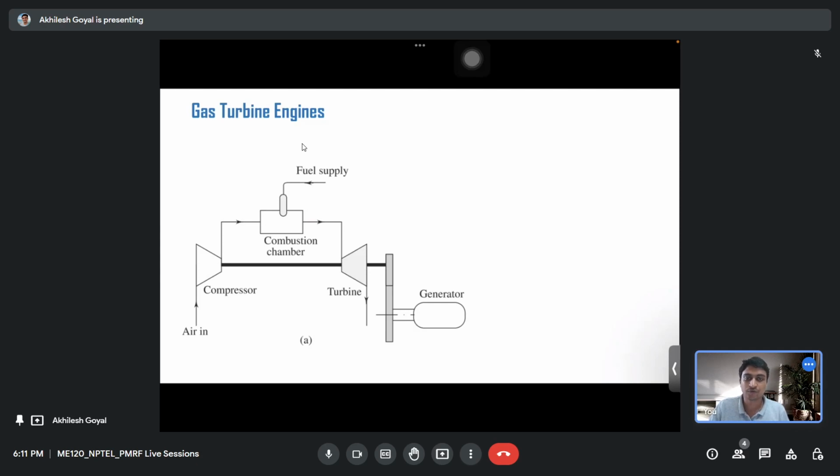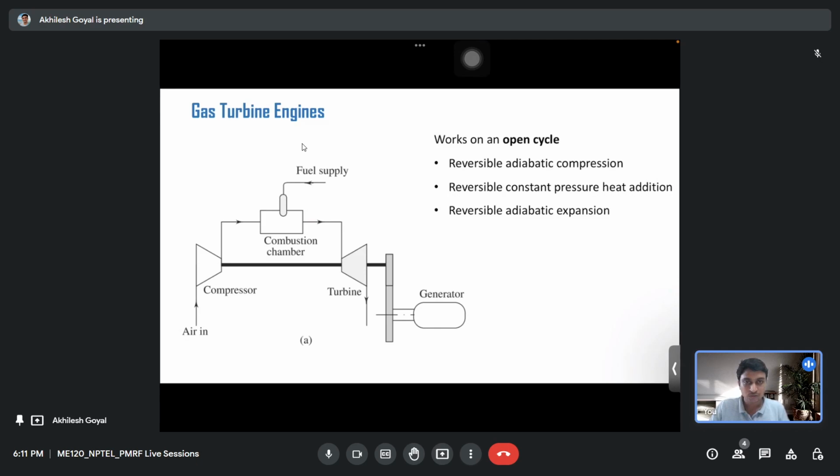In case of automobile or aeroplanes, it is used to generate thrust, to generate propulsion for the aeroplane. Okay, so basically the gas turbine engines in automobile or aeroplanes work on an open cycle.